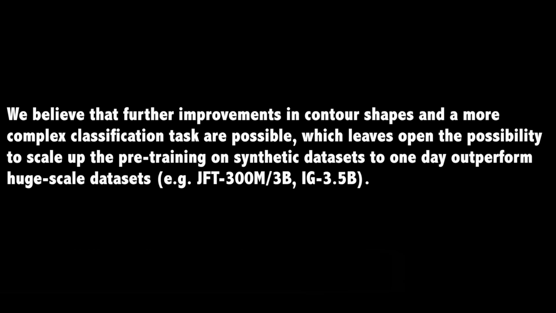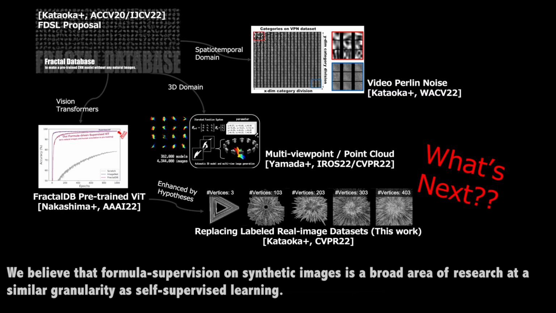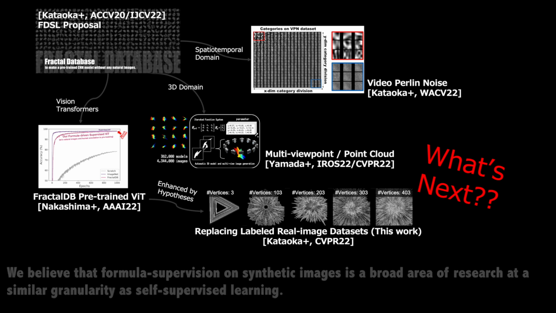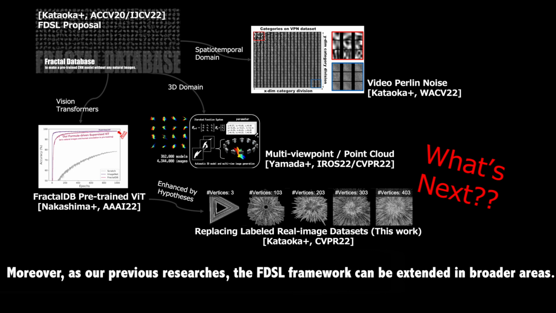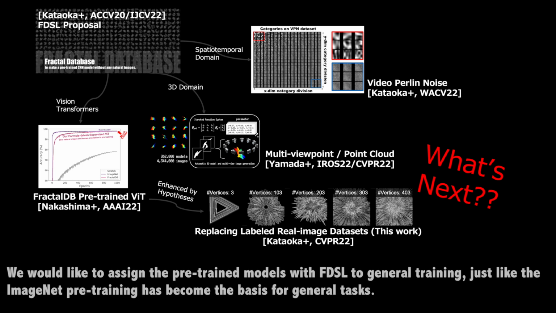We believe that further improvements in contour shapes and a more complex classification task are possible, which leaves open the possibility to scale up the pre-training on synthetic datasets to one day outperform huge-scale datasets. We believe that formula supervision on synthetic images is a broad area of research at a similar granularity as self-supervised learning. Moreover, as our previous researches, the FDSL framework can be extended in broader areas. We would like to assign the pre-trained models with FDSL to general training, just like the ImageNet pre-training has become the basis for general tasks.